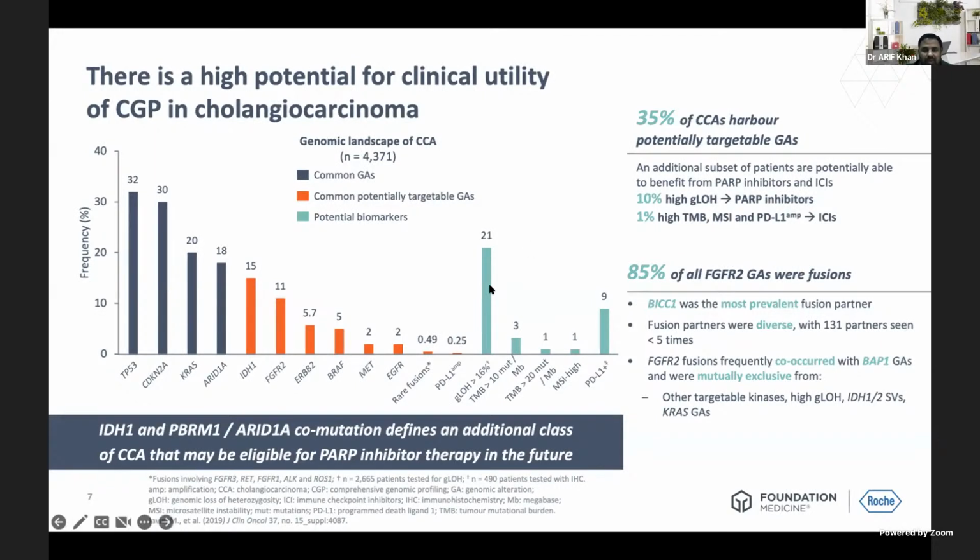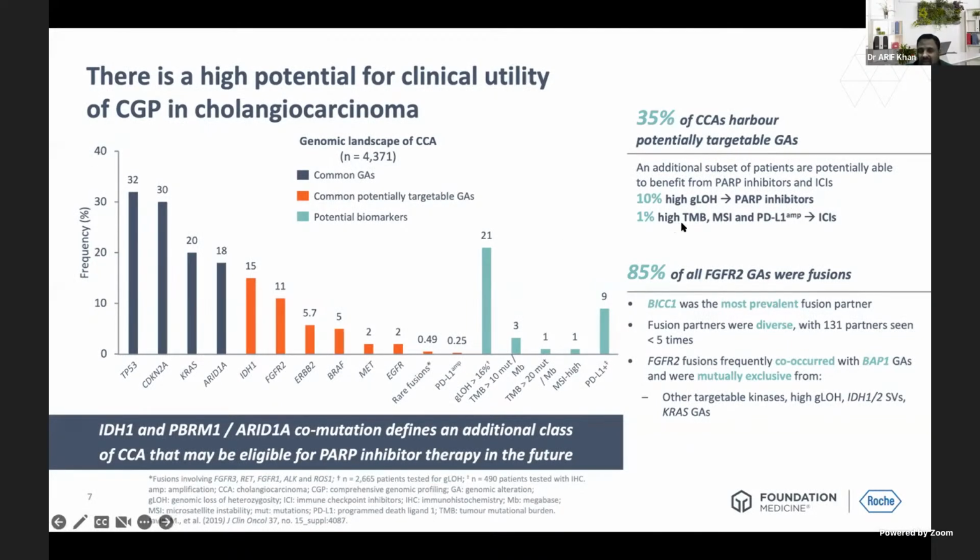So this has been used in the ovarian cancers. It has enormously improved the survival and drastically improved the outcomes in the ovarian cancer. So nearly 10% of cholangiocarcinomas have this loss of heterozygosity, and they can be targeted using PARP inhibitors.